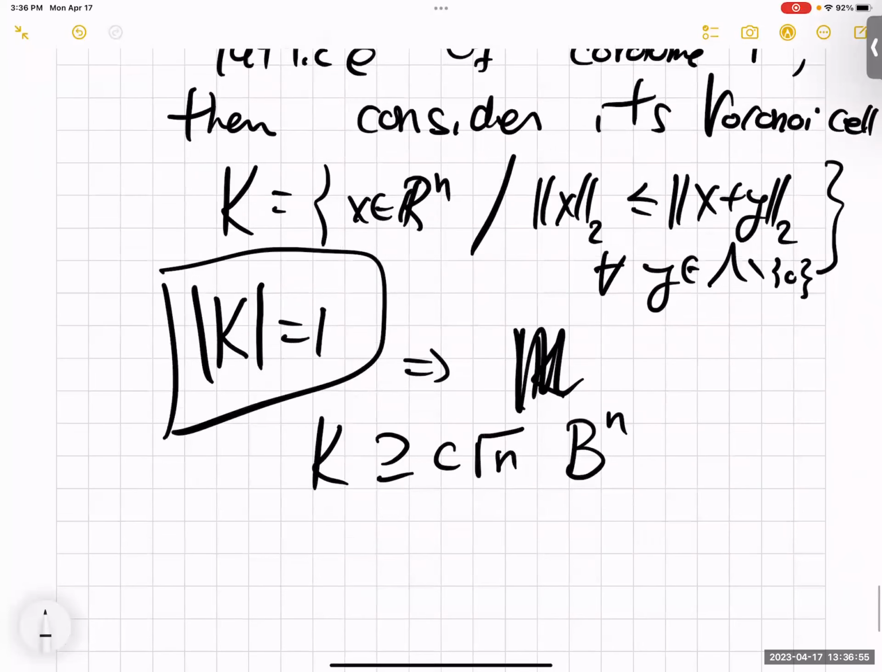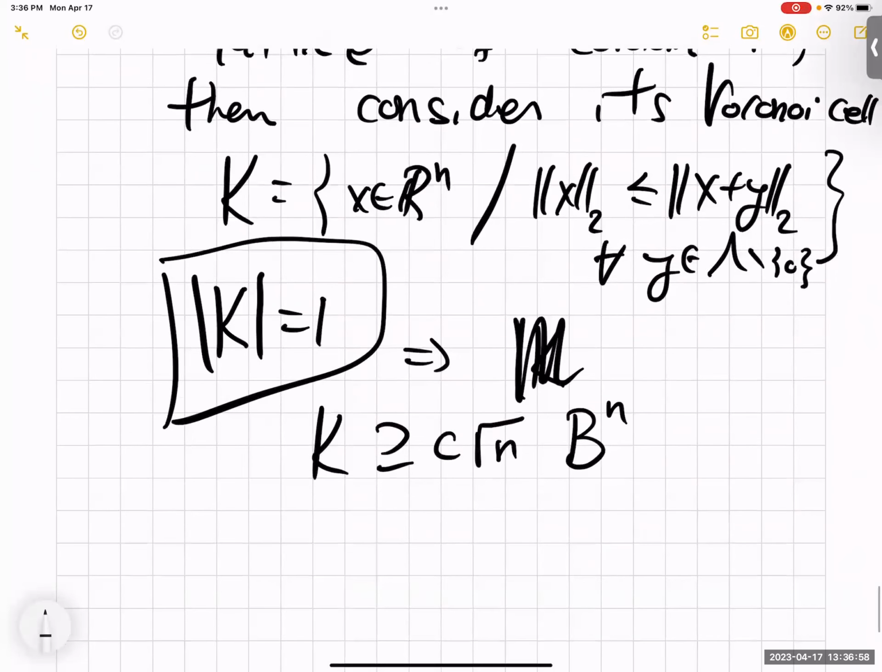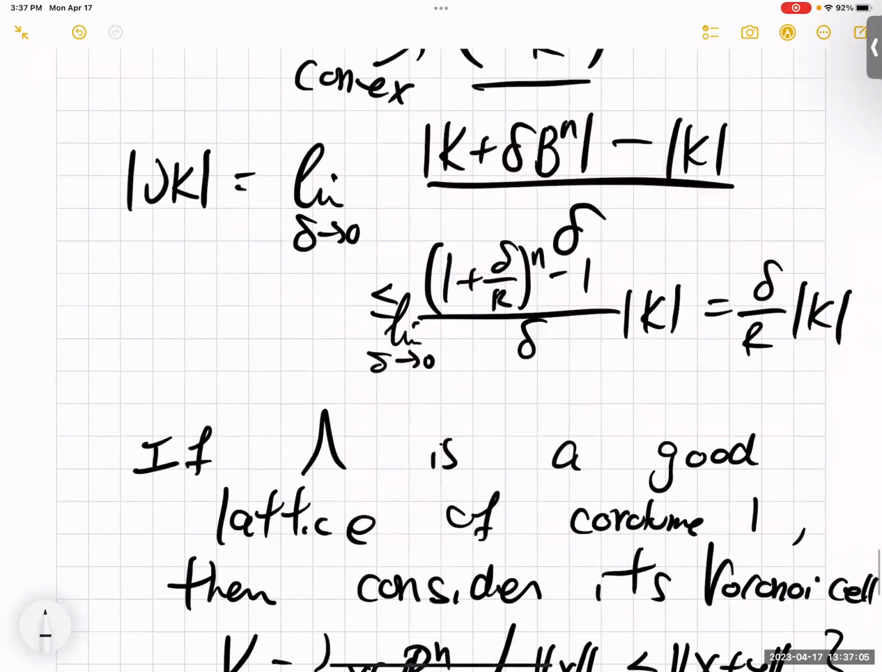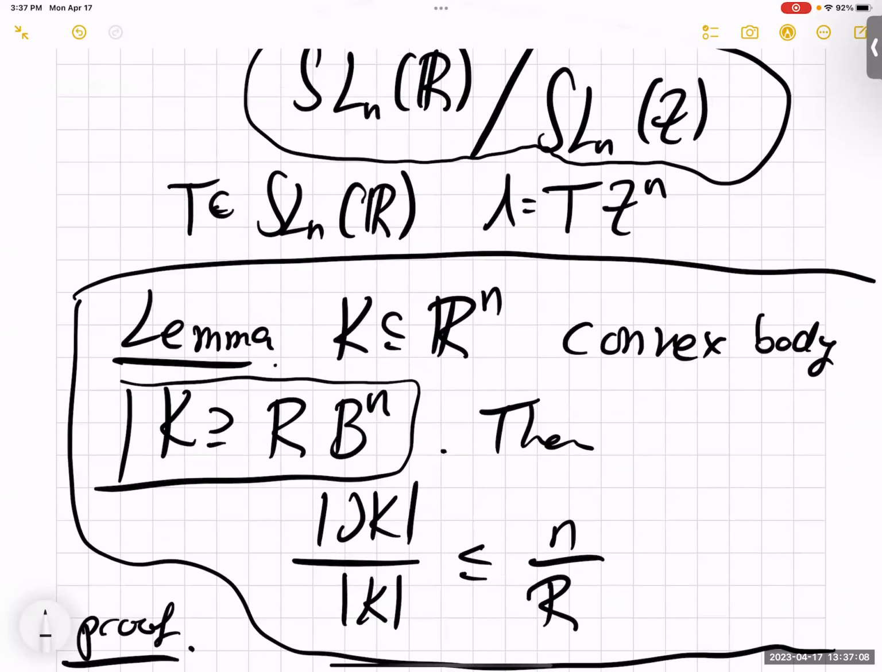So you can just apply this easy lemma with R being C root n, and you get that already the Voronoi cell, nothing special, has surface area at most n over R, which is of order root n. So you're done. So for a typical lattice, if you take a good lattice, the packing radius is proportional to the covering radius. Normalize it to have covolume 1, so its Voronoi cell has volume 1, or any set of tiles has volume 1.